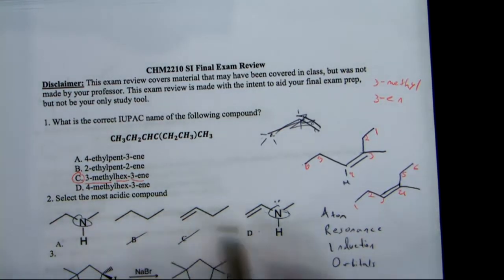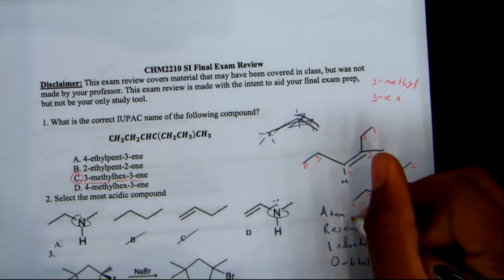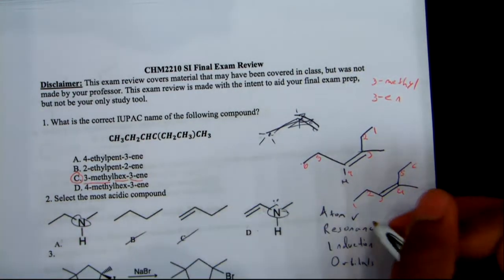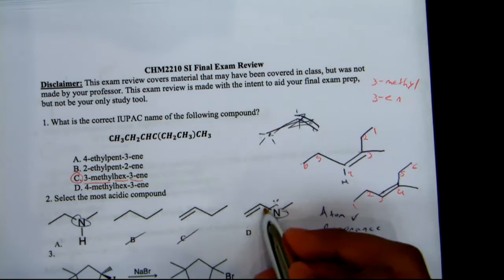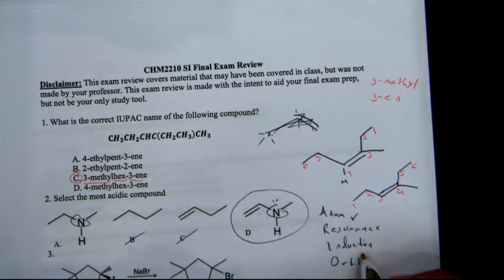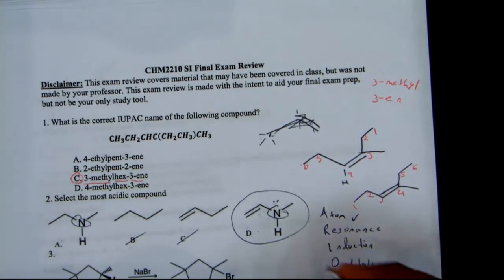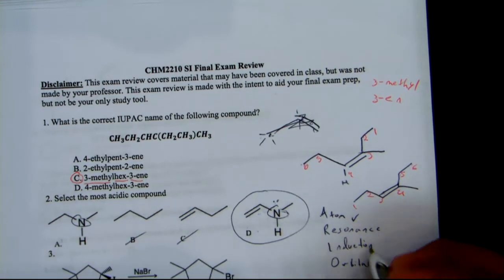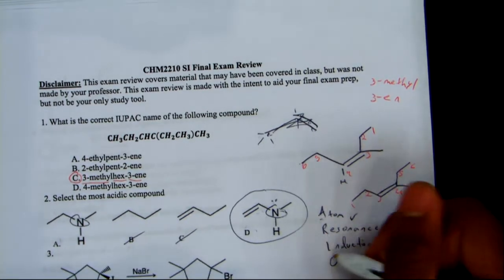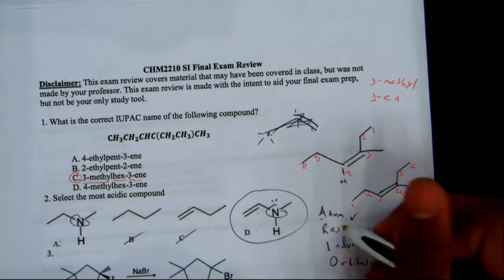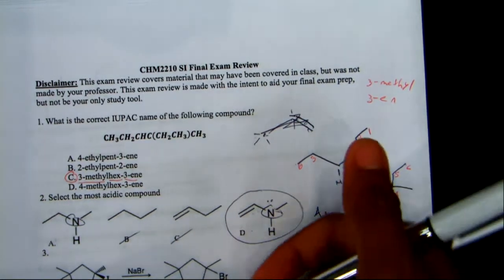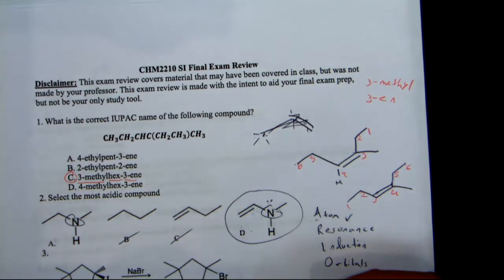So these two, because they have atoms like nitrogen, check off those, so that's leading it to be acidic. Because this one has resonance, that already lets me know that this would be the one I chose. Induction and orbitals are also important in determining acidity, but the hierarchy of what you choose is atoms, then resonance, then induction, then orbitals. So I don't really have to worry about the other things too much. We already hit a major one to let us know which one's more acidic.